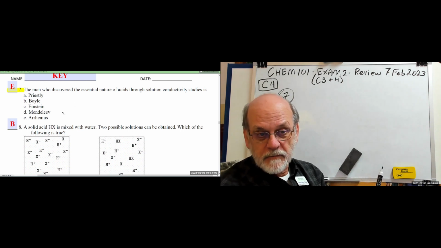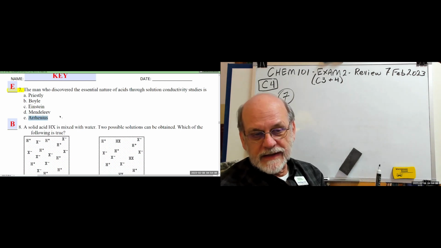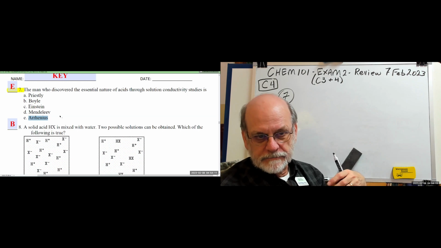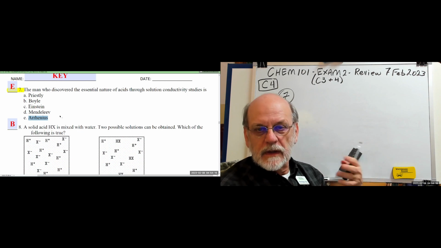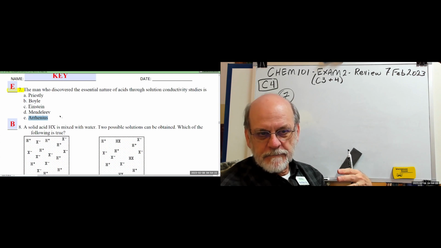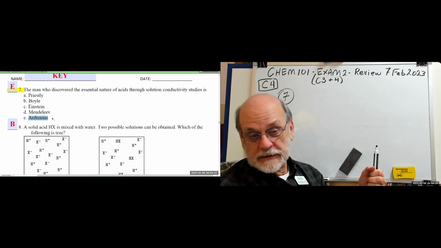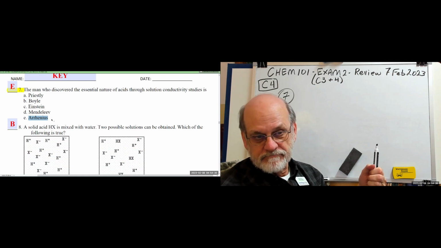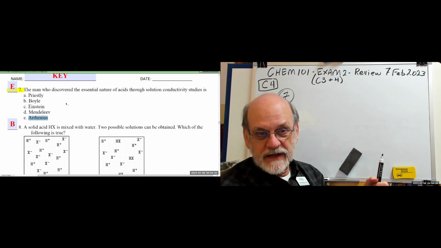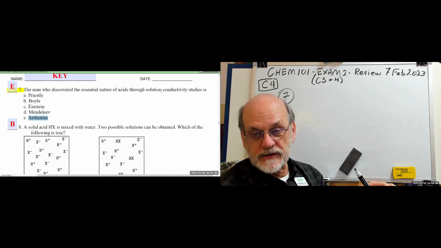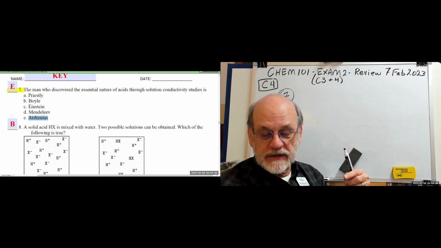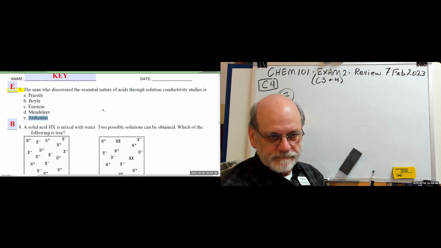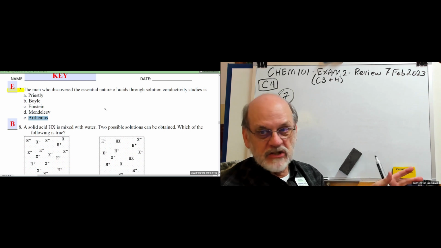But since we're here, Svante Arrhenius proposed a definition of acids and bases, and we haven't got to that yet. That's in the second semester where we get to that in detail. But now you've been introduced to it. Arrhenius is the one who discovered the essential nature of acids through his solution conductivity studies. So we'll let it go at that. It's just definitional.